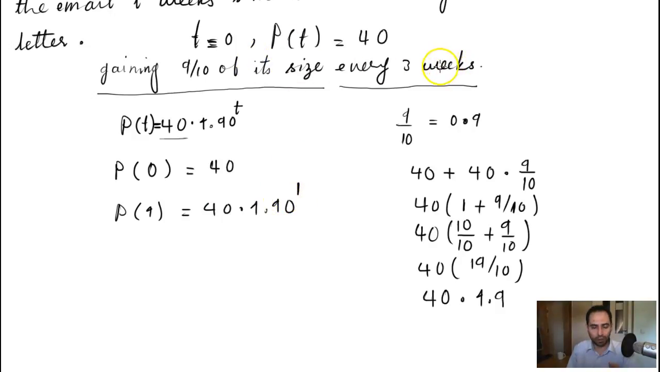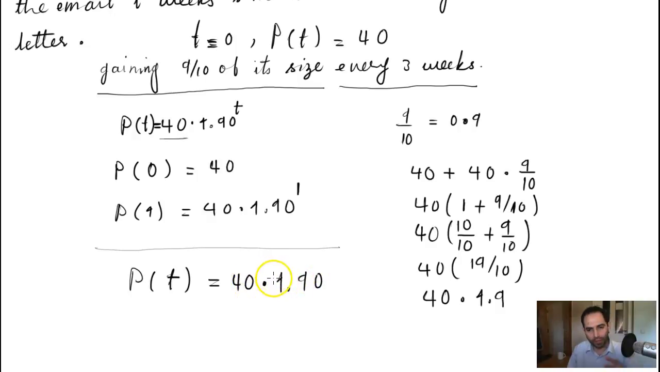But that is not what we were told. We were told that the group of people gains 90% of its size every 3 weeks. So I have to do something else. I have to write this as P of t, and the initial value was basically right. It starts with 40. And then you multiply this by 1.90, but this has to be multiplied by the output of the function every 3 weeks. So instead of writing t here, I write it as t divided by 3.